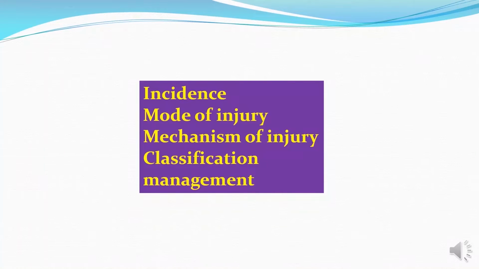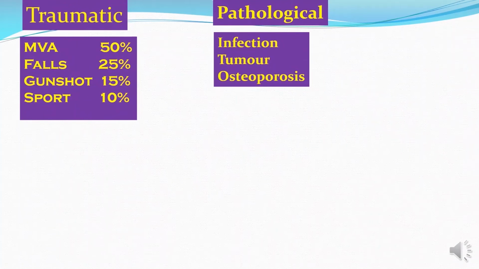In discussing thoracic and lumbar fractures, we have to address some points: the incidence, mode of injury, mechanism of injury, classification, and the management. Most of the injuries can be caused by trauma or pathological. Traumatic injuries usually occur from motor vehicle accidents in 50% of cases. Falls represent 25% of cases. Gunshot injuries 15%. Sports injuries 10%. While pathological causes could be due to infection, tumor, or osteoporosis.